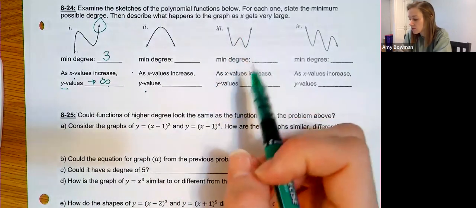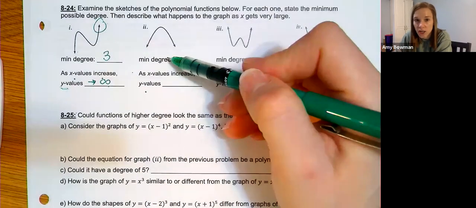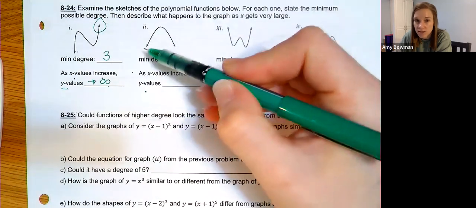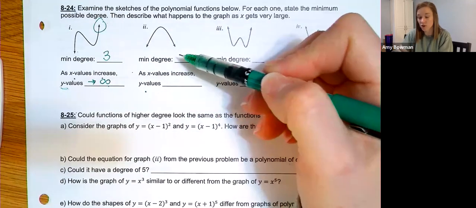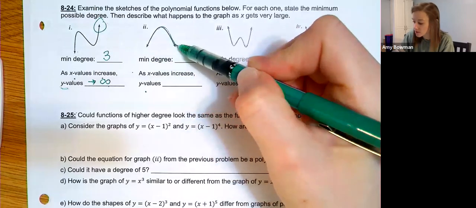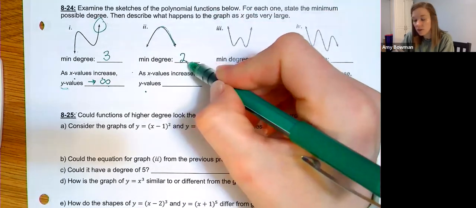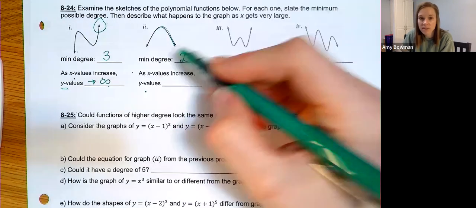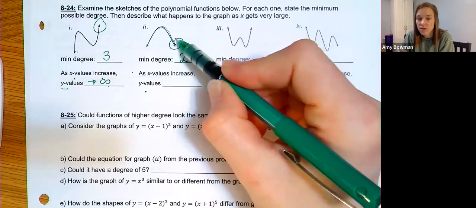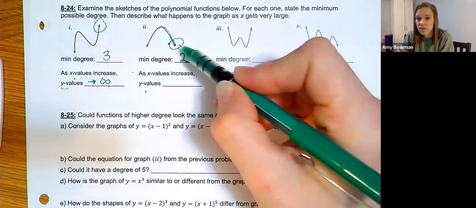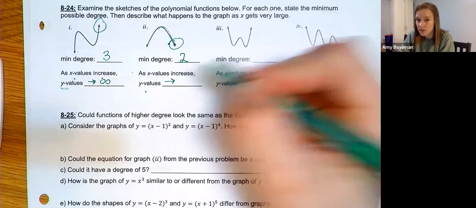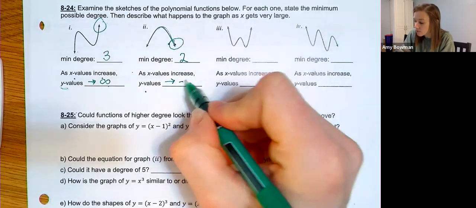And then let's look at this one. So minimum degree. Could it be first degree? Definitely not. It's not linear. Could it be second degree? Yes, it could. So this looks like a parabola. This could be minimum degree 2. And then let's talk about what happens as x values increase. What is the y value going to do? So as x gets really, really large, this is going to continue going down forever. So y values approach, so I can use the arrow, negative infinity.